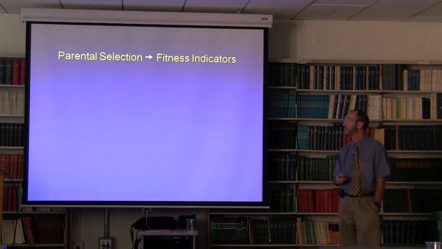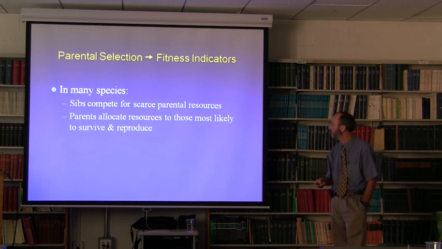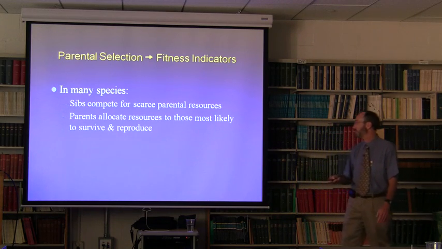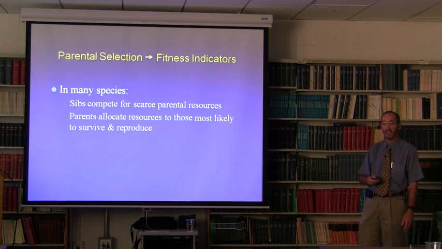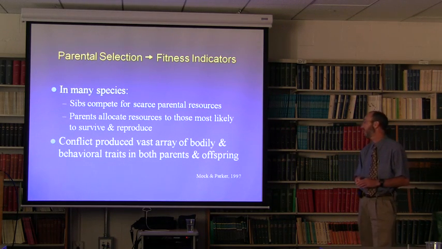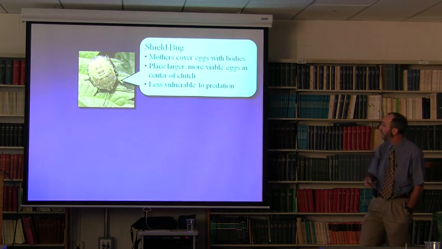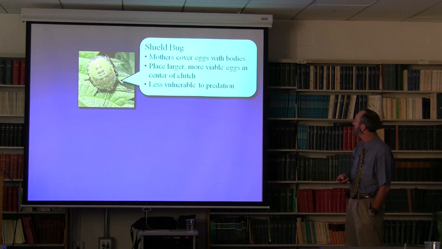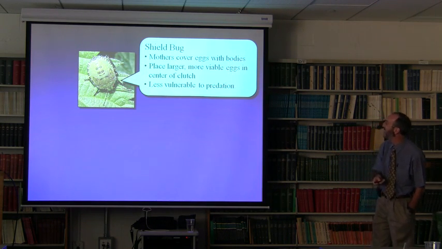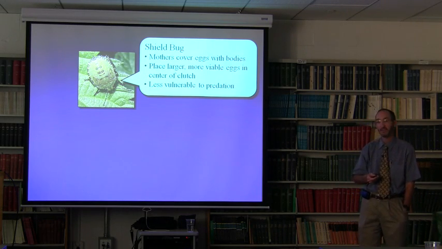But parental selection can also produce fitness indicators. In many species, siblings compete for scarce parental resources, and parents must allocate those scarce resources to those most likely to survive and reproduce. And this conflict has produced a vast array of bodily and behavioral traits in both parents and offspring. For example, shield bug mothers cover their eggs with their bodies. I don't think there are any eggs under there, but you can imagine. And they place their larger, more viable eggs at the center of the clutch, where they're less vulnerable to predation.